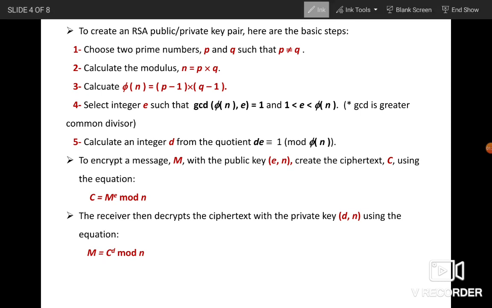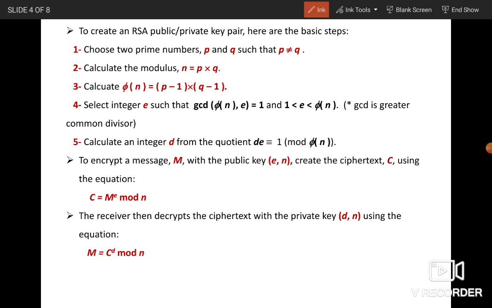Now we will see the basic steps of the RSA algorithm. To do the RSA algorithm, we need two prime numbers P and Q, and P and Q cannot be equal. The first step is to calculate the value of n. So n is P into Q. Then you have to calculate the value of phi of n. The formula for calculating phi of n is (P minus 1) into (Q minus 1).